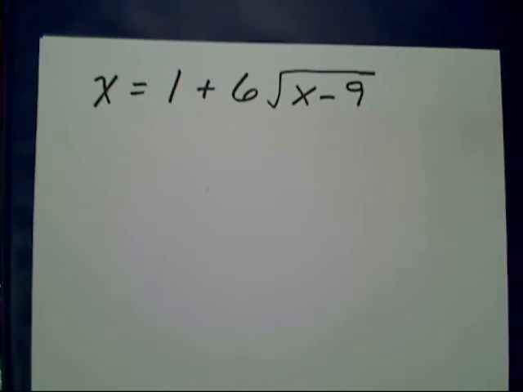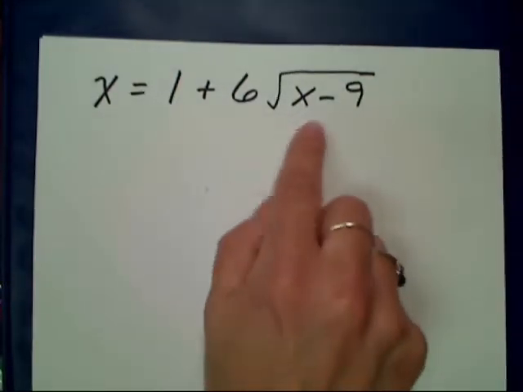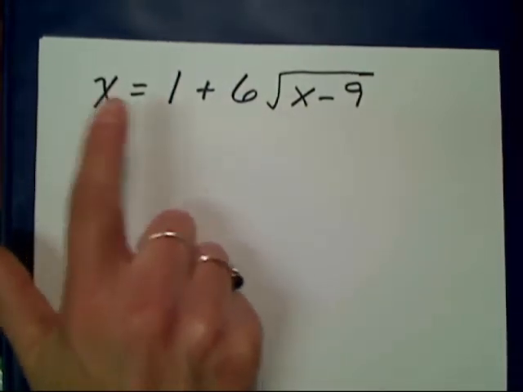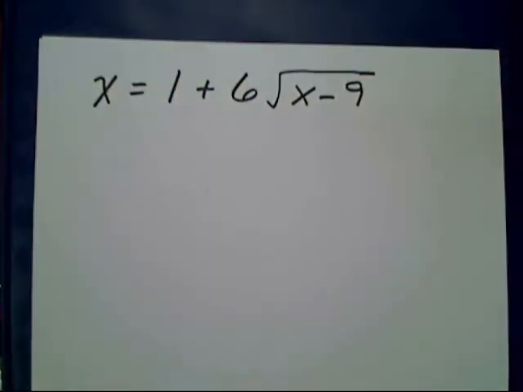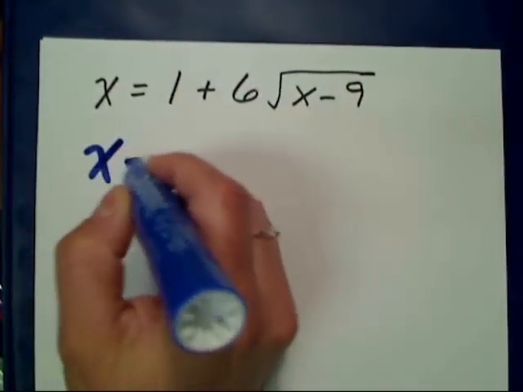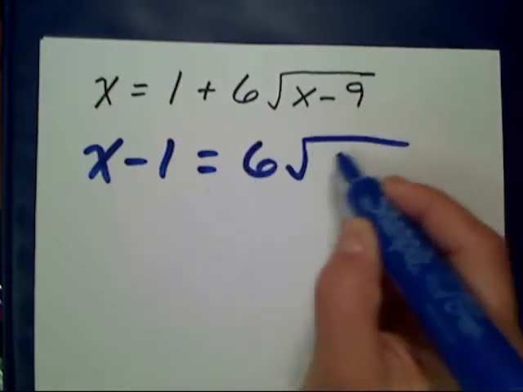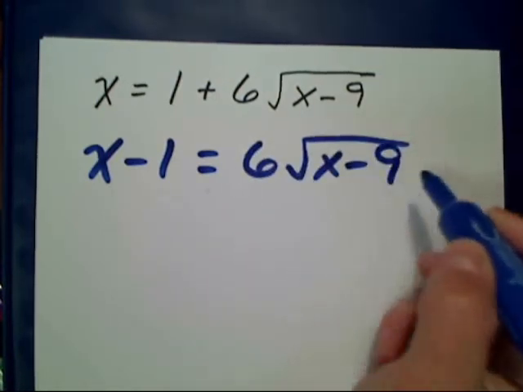And when we solve, we're supposed to isolate the radical, get this radical portion by itself. So in order to do that, the first thing we have to do is move terms over. So I'm going to subtract my 1. That's going to give me x minus 1 is equal to 6 square roots of x minus 9.